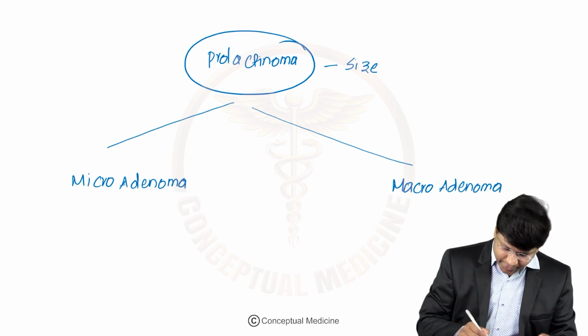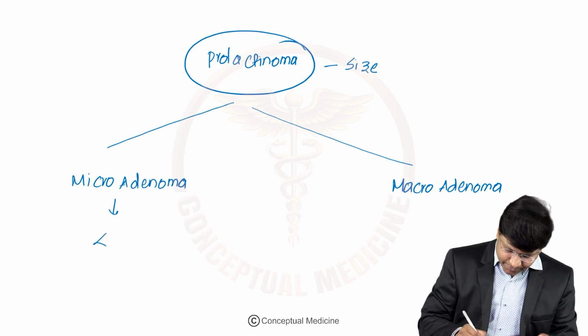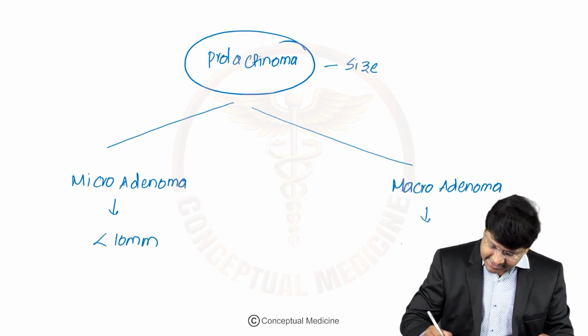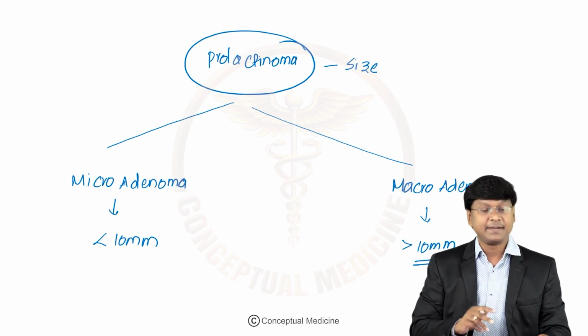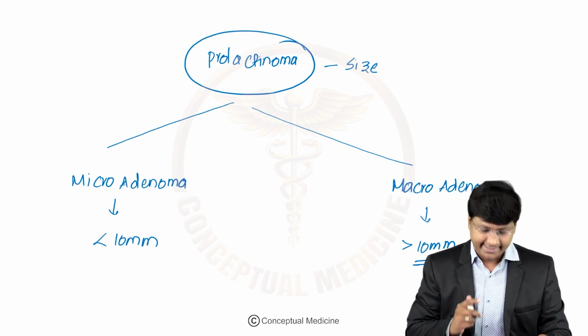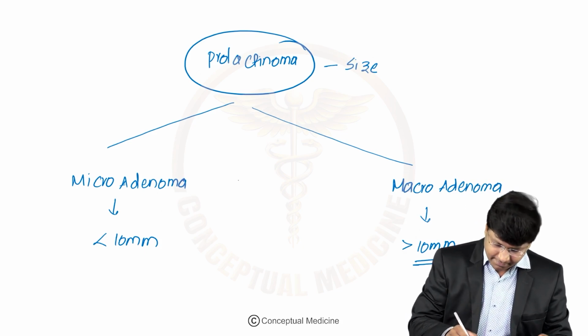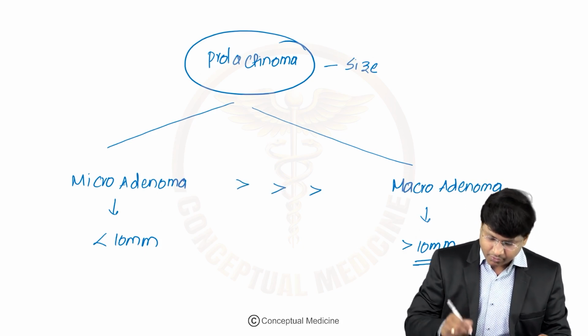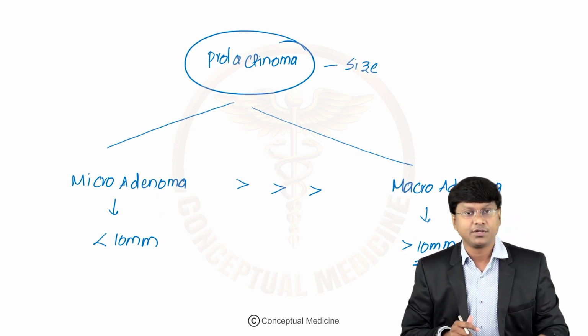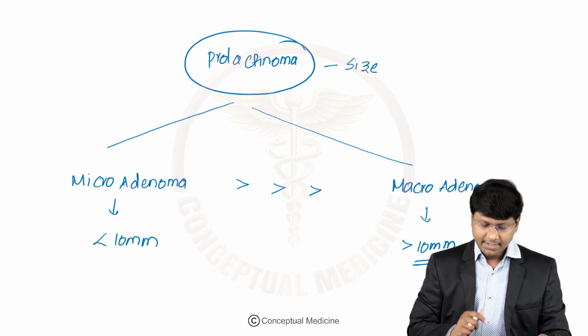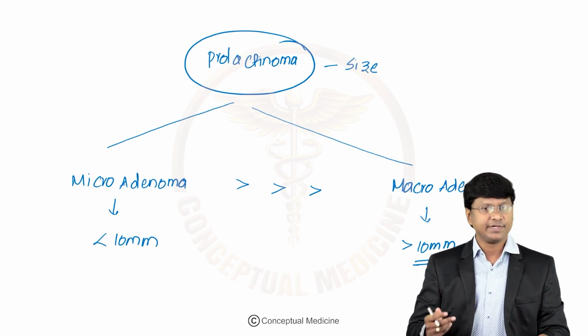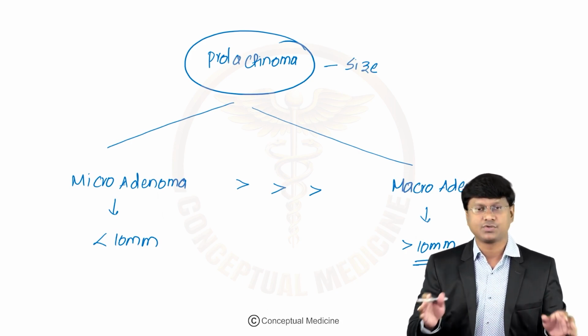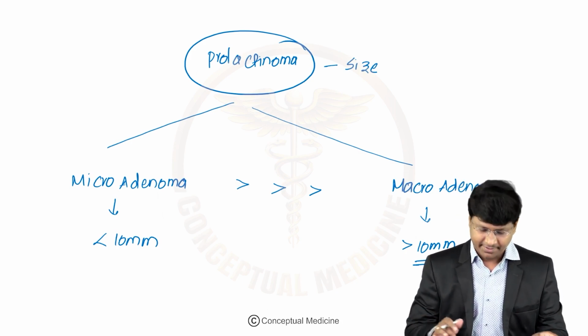So you take microadenoma. In microadenoma, the size of the tumor is less than 10 mm. In macroadenoma, the size of the tumor is more than 10 mm. But between these two, which is more common in case of your prolactinoma? Microadenoma is very common compared to macroadenoma. Now, having discussed this, let me discuss the various causes for hyperprolactinemia.